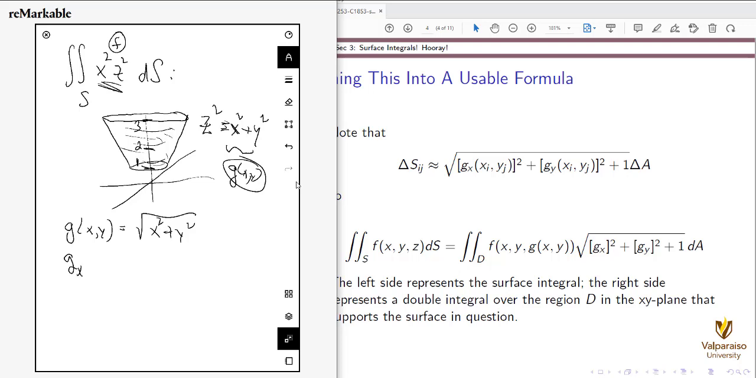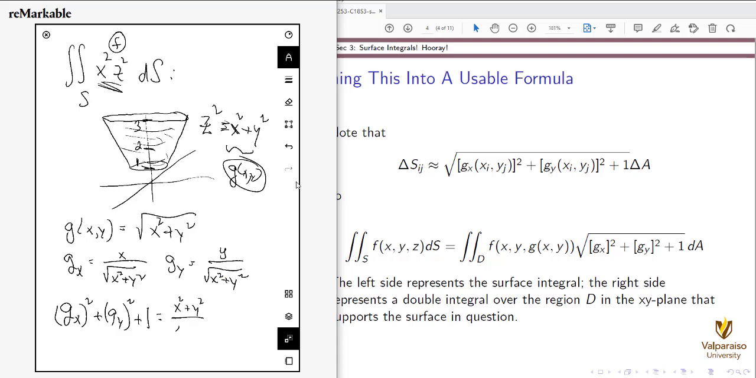Now that means that gx is x over the square root of x squared plus y squared, and gy is y over the square root of x squared plus y squared. Those are the two derivatives. So gx squared plus gy squared plus 1 is going to be this squared plus this squared together, x squared plus y squared over x squared plus y squared. That's nice. Plus 1. And hey, that's just 2. Well, what do you know?